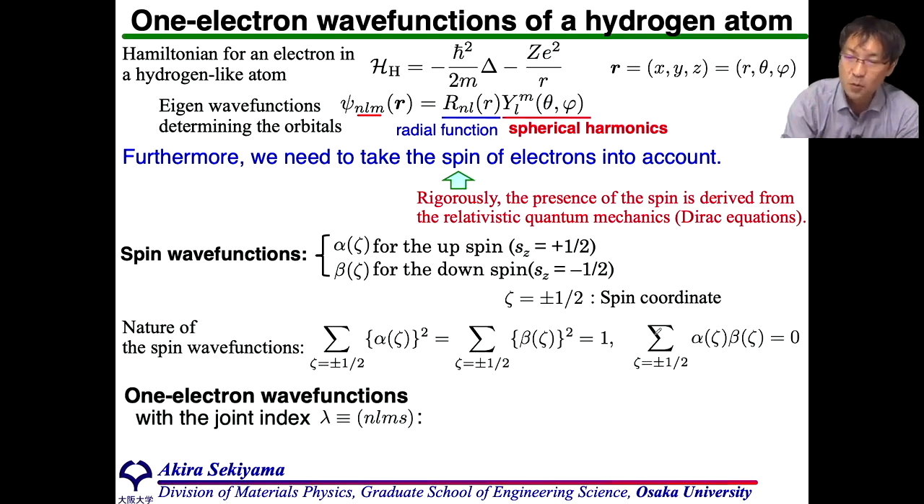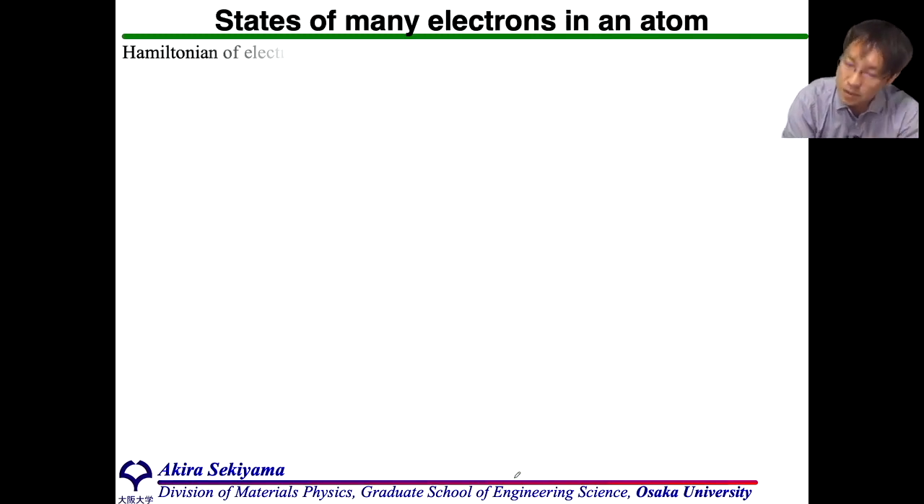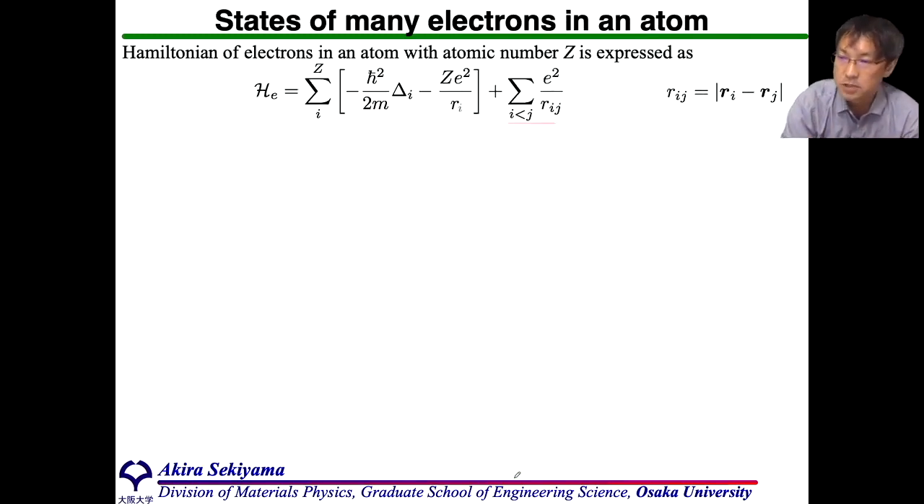Then the one electron wave function with a joint index, lambda. Lambda is a joint index of n, l, and m. We can represent one electron wave function as a product of the eigenfunction psi and spin wave function sigma. Sigma is alpha or beta. Then I introduce four-dimensional coordinate x, r, and zeta. So by using this wave function, we can express many electron state in ions.